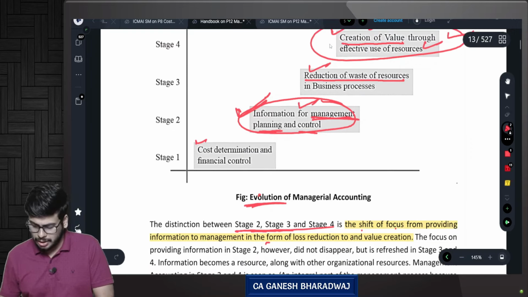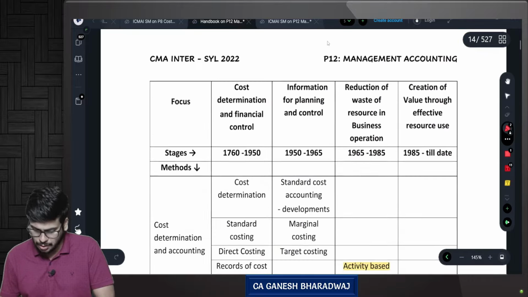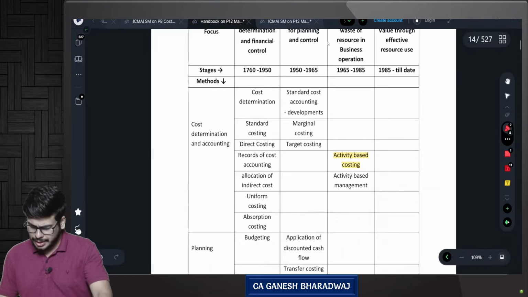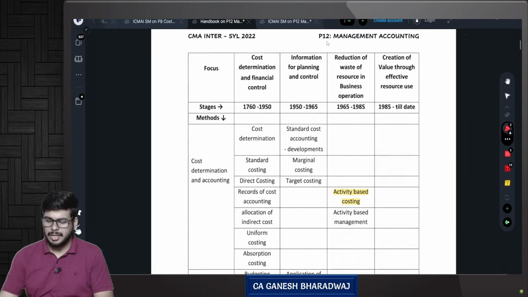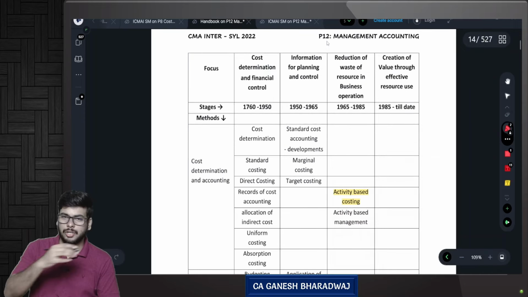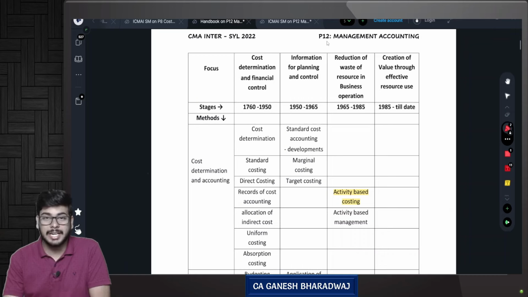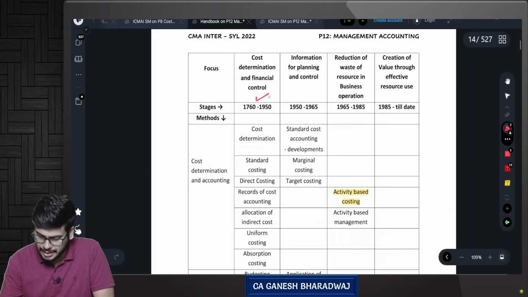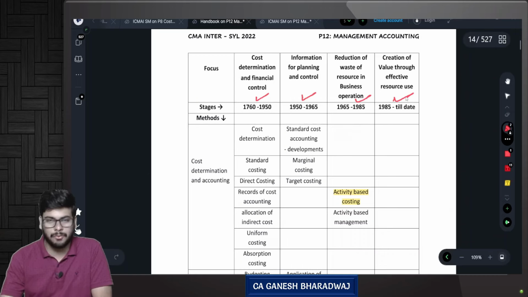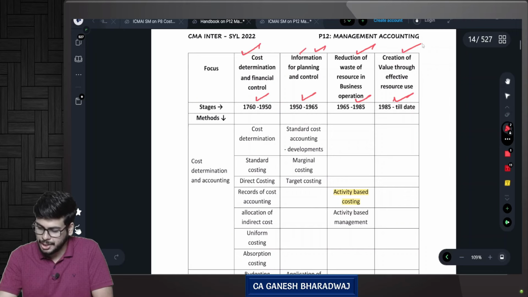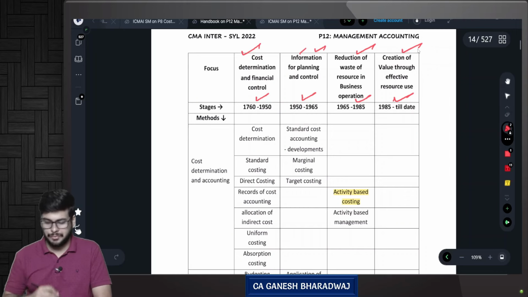That's why we are seeing all these things as a part of our syllabus right now. So what the Institute has done is they have divided this entire evolution into 4 phases. They have mentioned it in a tabular column. So first phase, second phase, third phase, and the fourth phase or the stages. Fine. So they have mentioned the objectives here on the top: cost determination, financial control, information for planning and control, reduction in waste of resources and in business operation, and creation of value through effective use of resources.